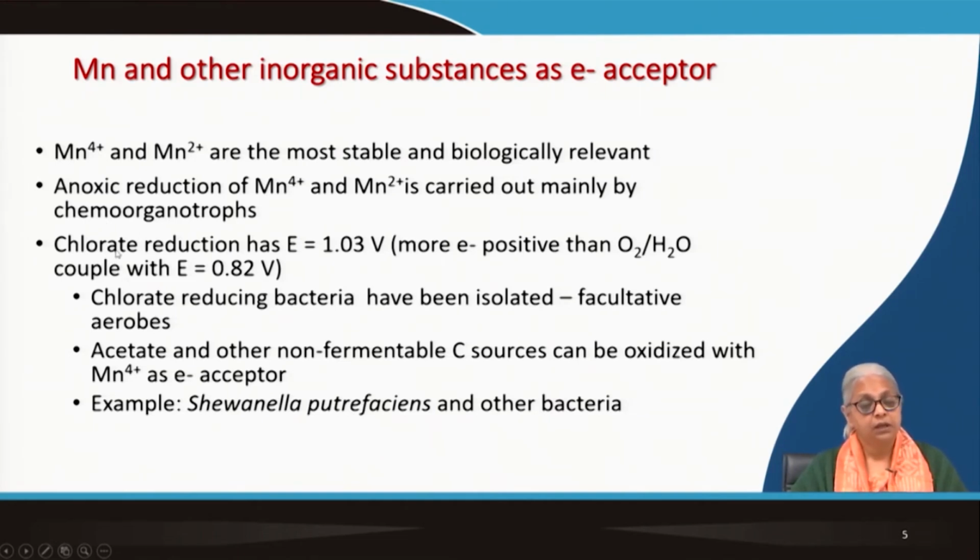So chlorate is another example. I've already shown you that it has an E value of 1.03 volts. It's more electropositive than oxygen, which has an E value of 0.82 volts. So it's a far superior electron acceptor. Chlorate reducing bacteria have been isolated. They are facultative aerobes. There may be an issue about toxicity, which I am not sure about.